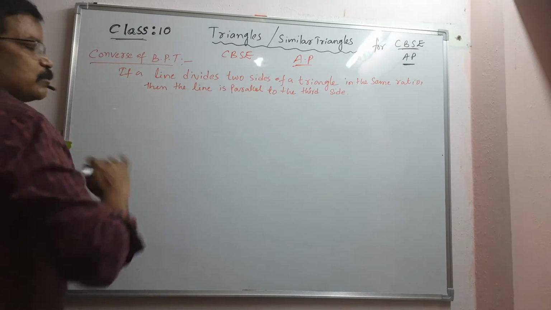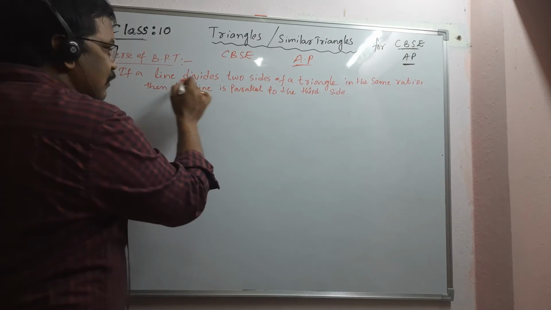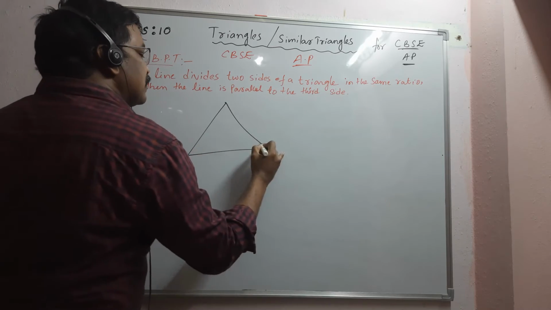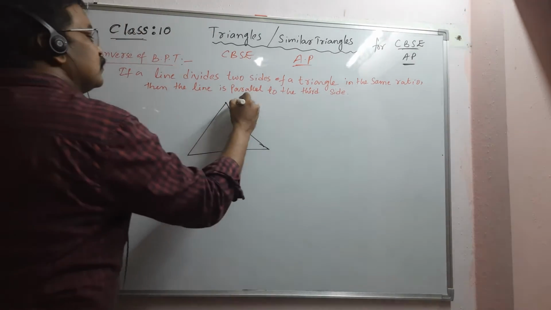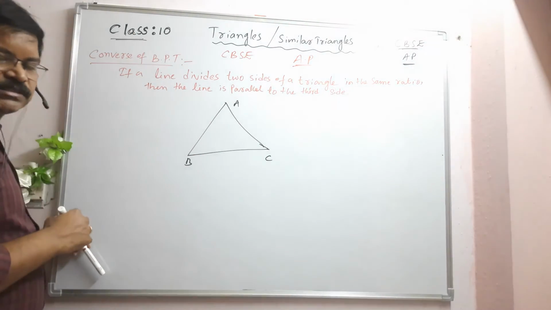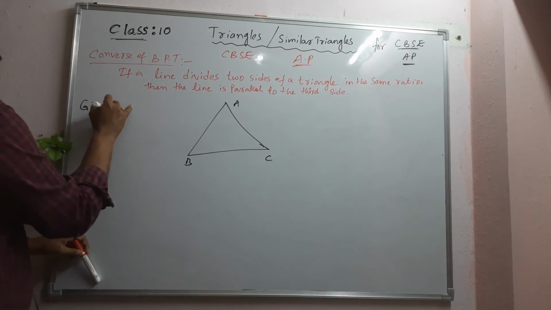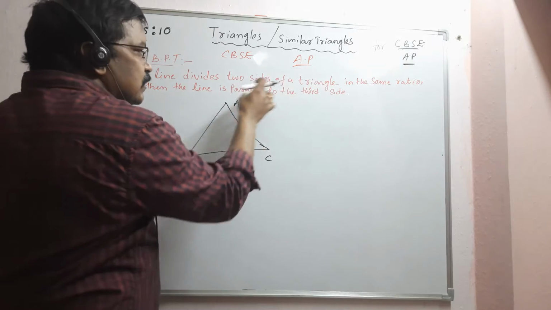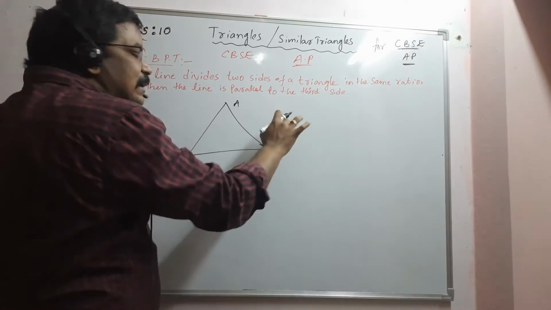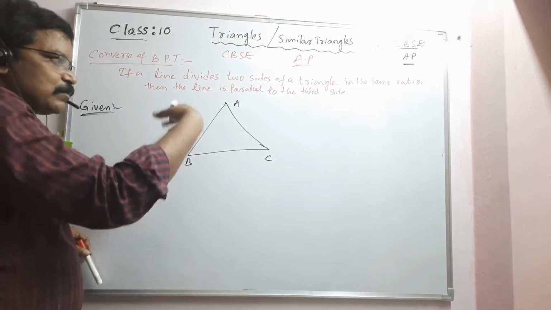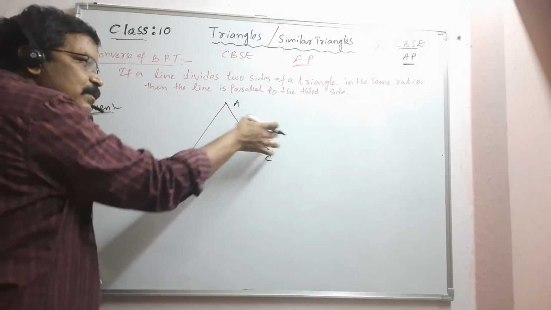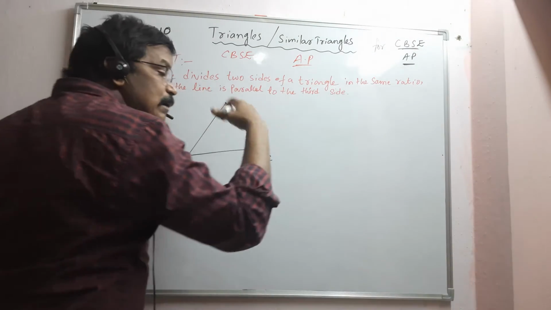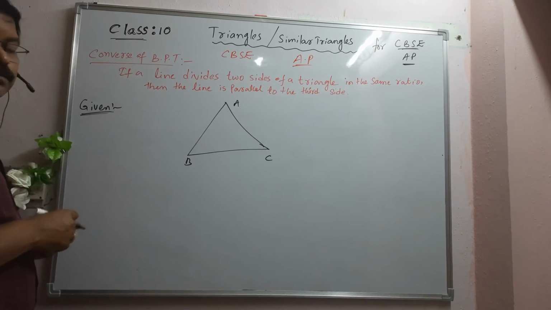Okay. See, converse of basic proportionality theorem. If a line divides two sides of a triangle in the same ratio, then the line is parallel to the third side. So this is the statement. Actually, in the previous theorem, we proved that if a line is parallel to one side of a triangle, that means that is given, we proved that the line divides the other two sides in the same ratio. That means AD by BD is equal to AE by EC. We proved this in the previous theorem, that main theorem.